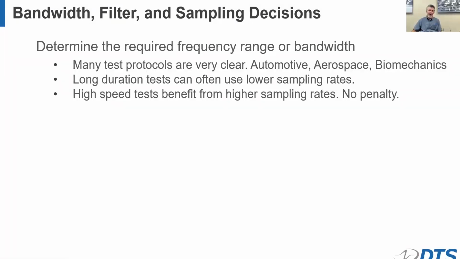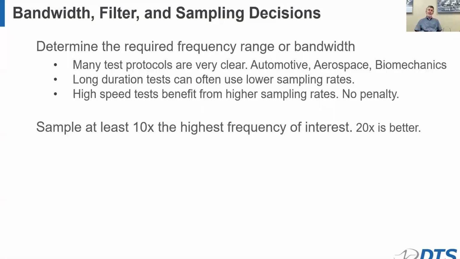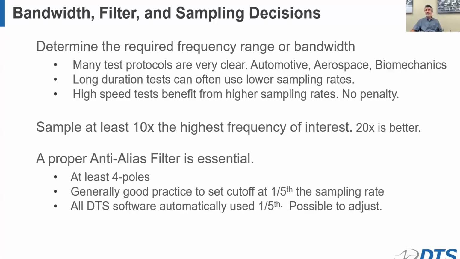These days, there's no penalty for sampling at a higher rate. There simply isn't. Memory in computers used to be an issue. It's not an issue today. I took a 25-second video of something the other day and it was 85 megabytes. So the data is nothing compared to that. Number two, sample at least 10 times the highest frequency of interest. 20 times is better. When I'm doing tests in the lab and I want the highest possible data fidelity, I actually use 50 to 1. And again, there's no penalty. You're not going to run out of memory, which is a great thing.